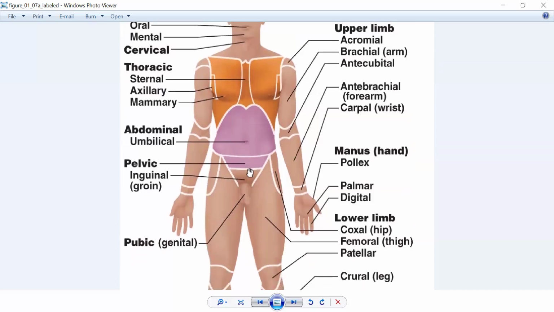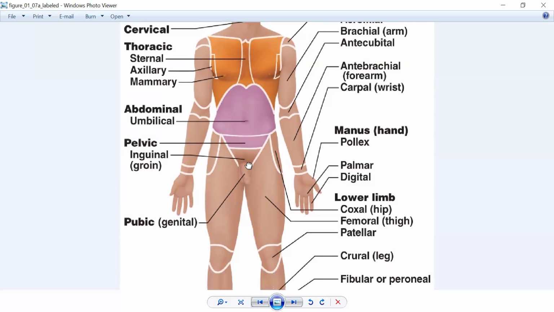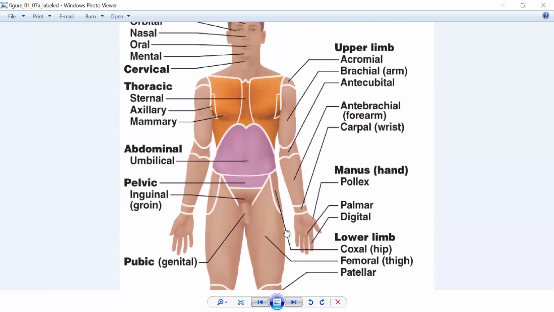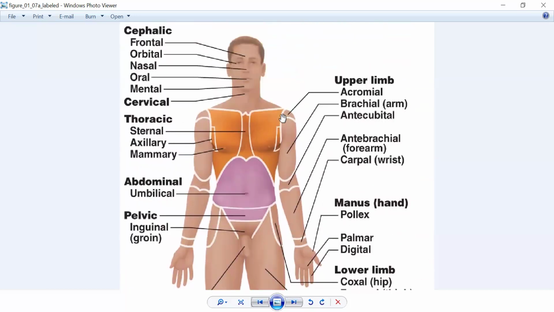Below the umbilical region, in purple still, it's called pelvic region. Below the pelvic region, you have the inguinal region. And then down below, you have genitals, or you say pubic region. Let me jump back up to the arm. The shoulder is referred to as acromial. The upper arm is brachial.